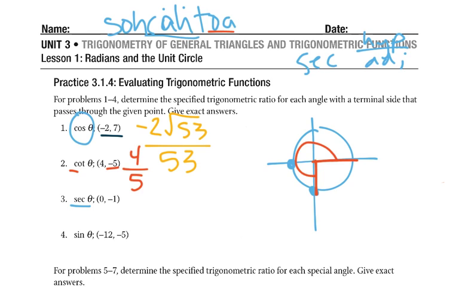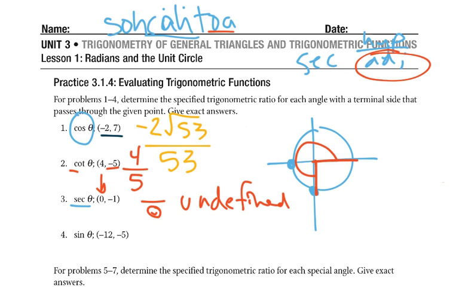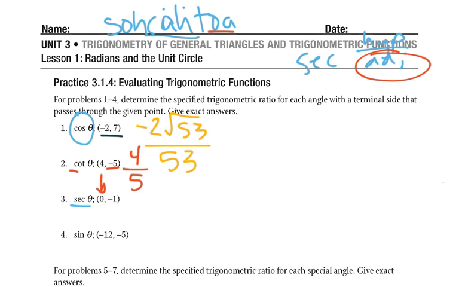Now we run into a problem here because usually the adjacent is the x value. My x value is 0, so whatever the fraction is going to be, it's going to have 0 on the bottom, which we cannot have, so we call this undefined. That one just doesn't have an answer, it's undefined. Okay, number 4.